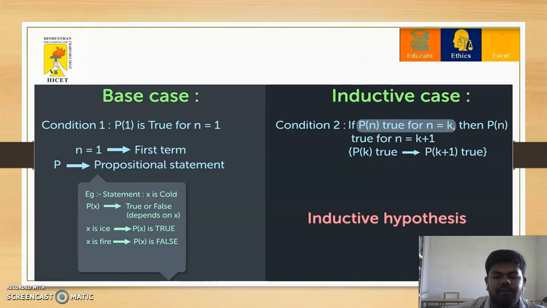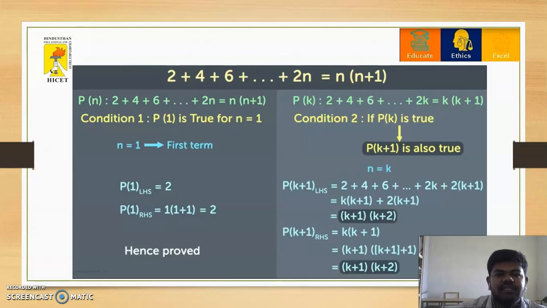Let us solve one example. For that we are considering the series 2 plus 4 plus 6 plus etc. plus 2n is equal to n into n plus 1. Here we are taking P of n as the given series. We need to prove condition 1 first. Condition 1 is P of 1 is true for n equal to 1, which means the first term. Here there are two sides, left hand side and right hand side. We need to prove both are equal.